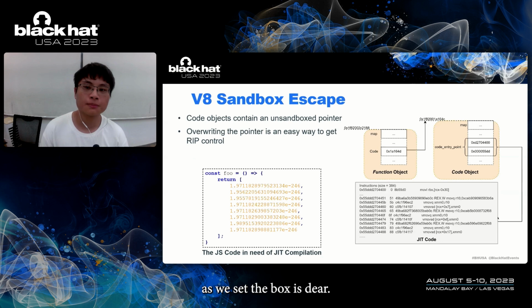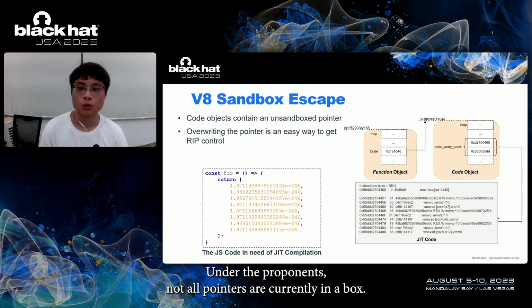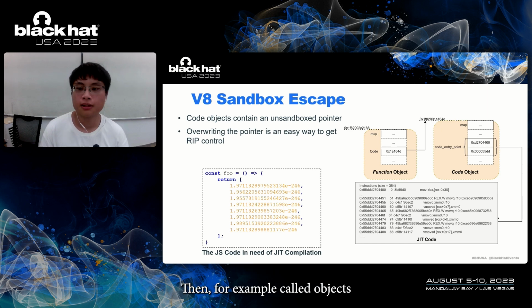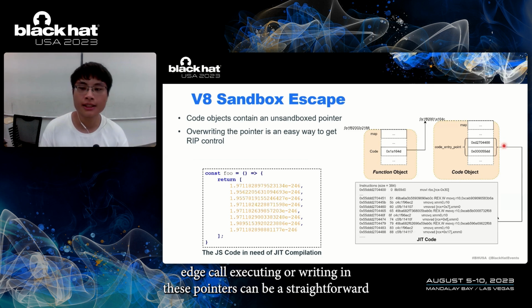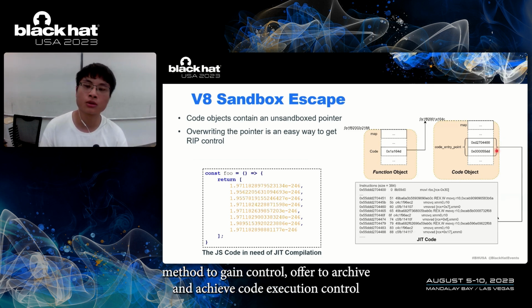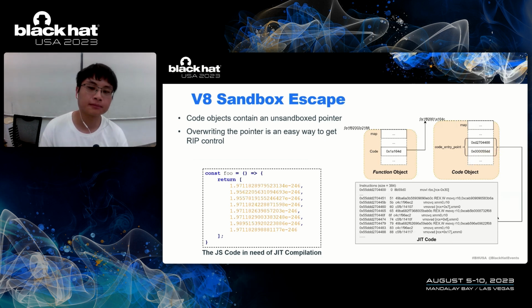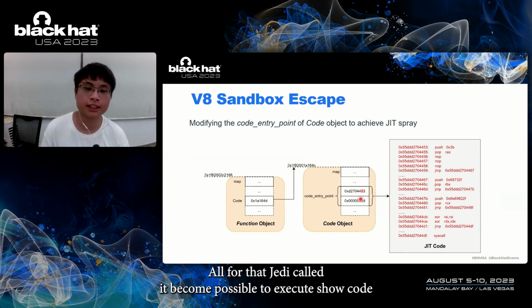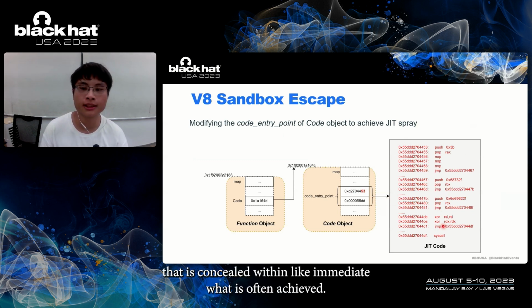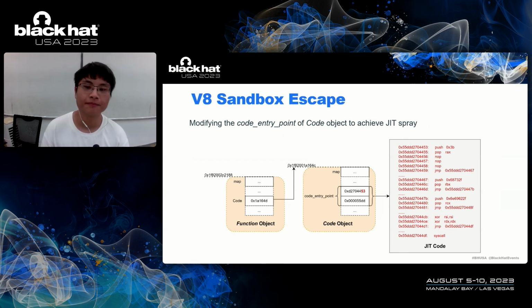As the V8 sandbox is still under development, not all pointers are currently sandboxed. For example, code objects may contain unsandboxed pointers that are called during JIT code execution. Overwriting these pointers can be a straightforward method to gain control of the RIP and achieve code execution control. By simply modifying the entry address of the JIT code, it becomes possible to execute the shellcode that is concealed within the immediate values of the JIT.